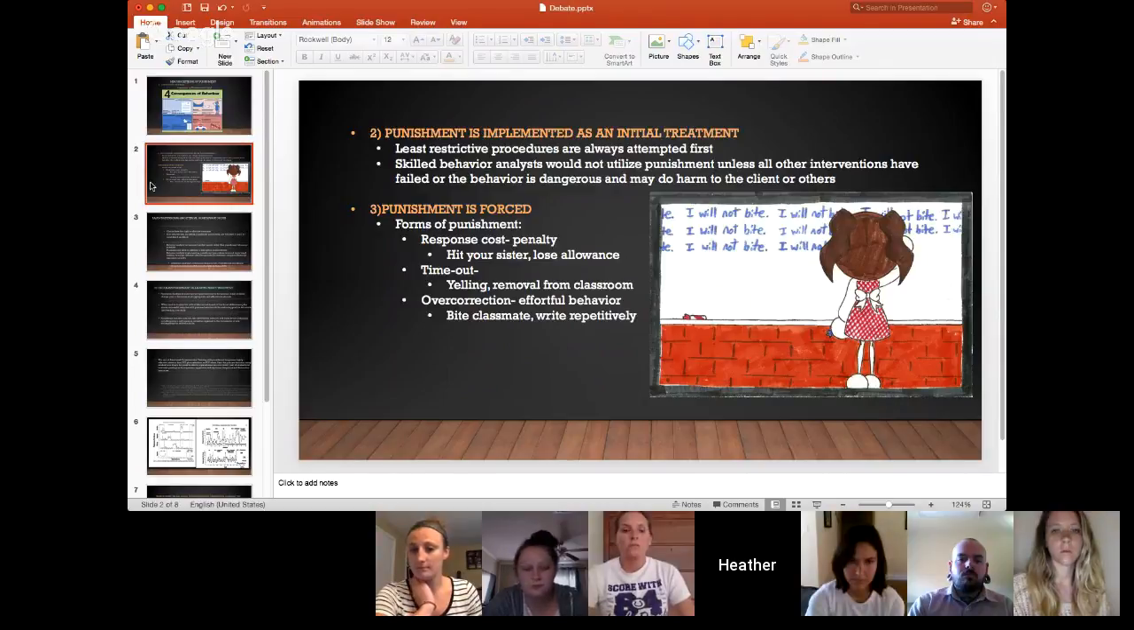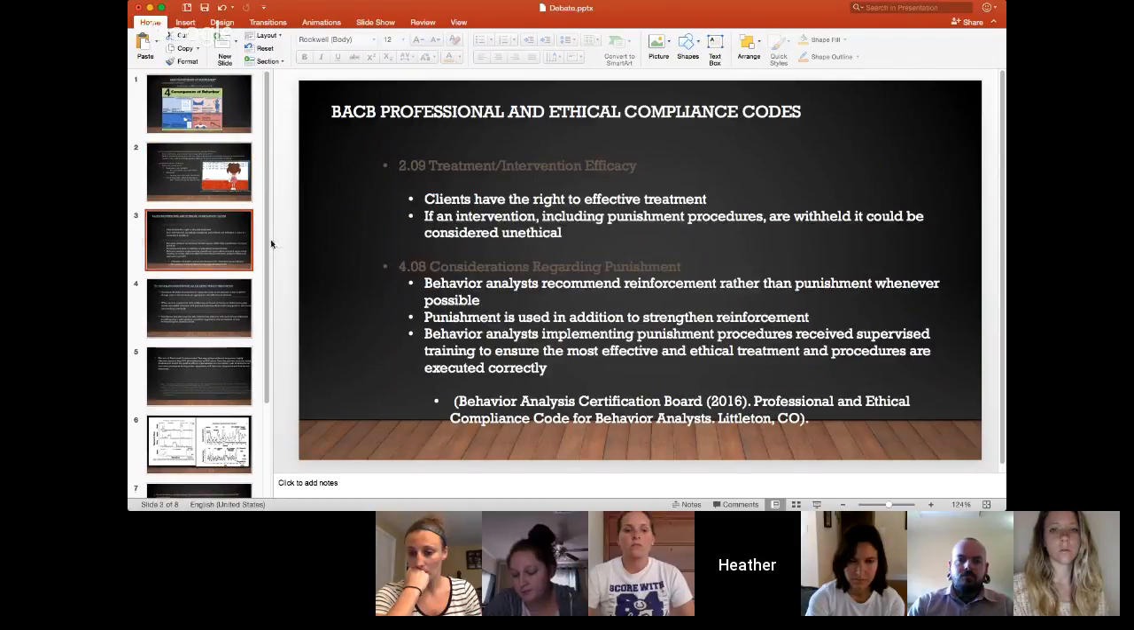All of these procedures are minimally intrusive, and they're effective when the result of the behavior is to lose something that is valuable to the individual, or if they're engaging in something that might be so annoying that it deters them from future incidents of behavior. These can be very effective with minimal risks of side effects.